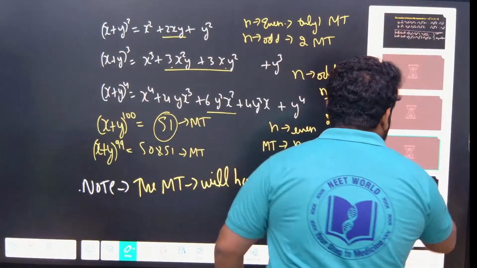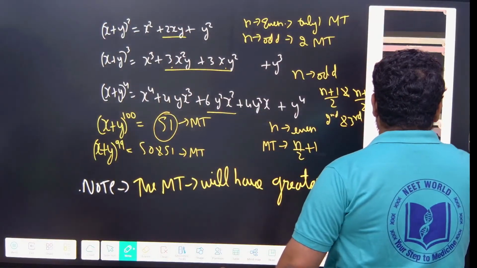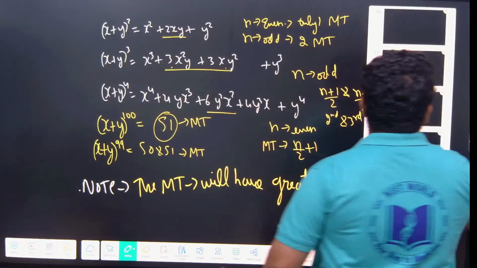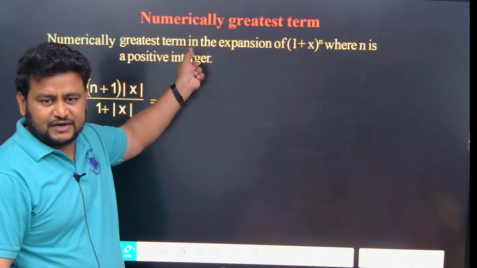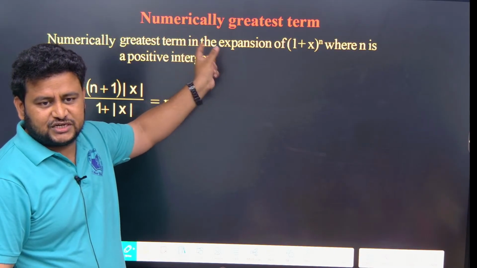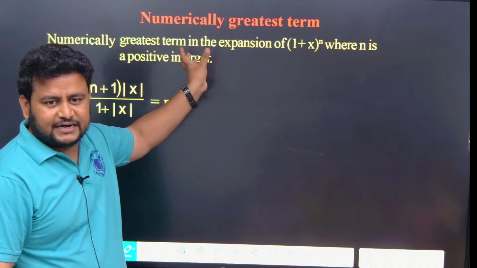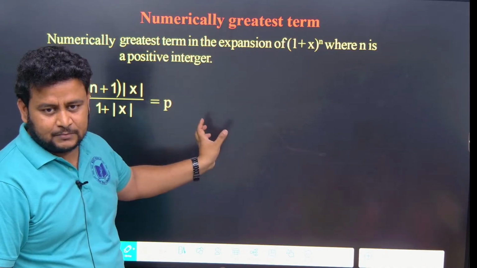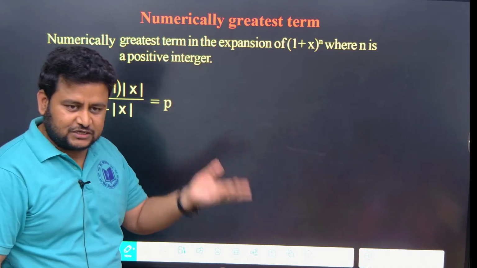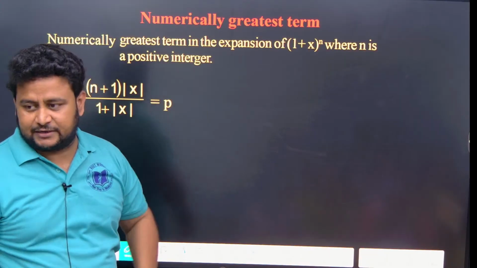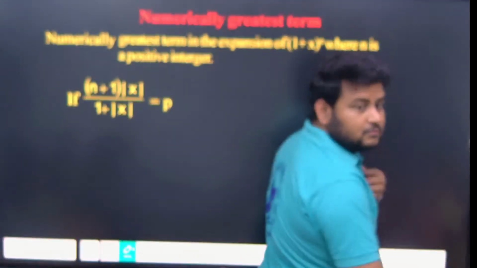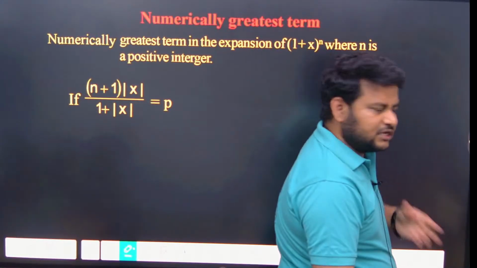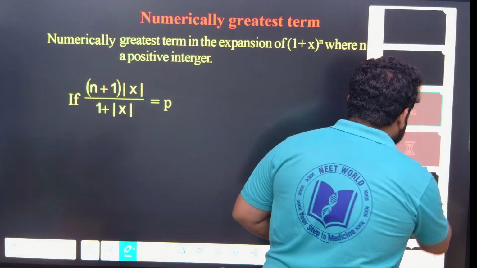Why am I telling this? You should not get confused. We will go to one more topic there. I am talking about the numerically greatest term, which is different. The numerically greatest coefficient is different too. The numerically greatest coefficient we will get for the middle term. The numerically greatest term can be the first term, middle term, last term, anywhere. That we will do, don't worry.